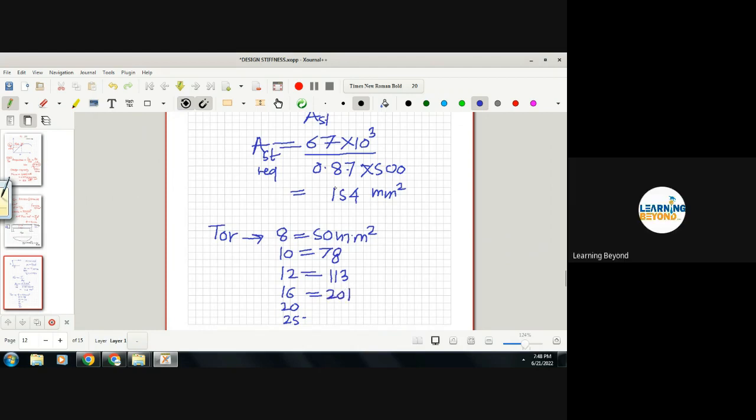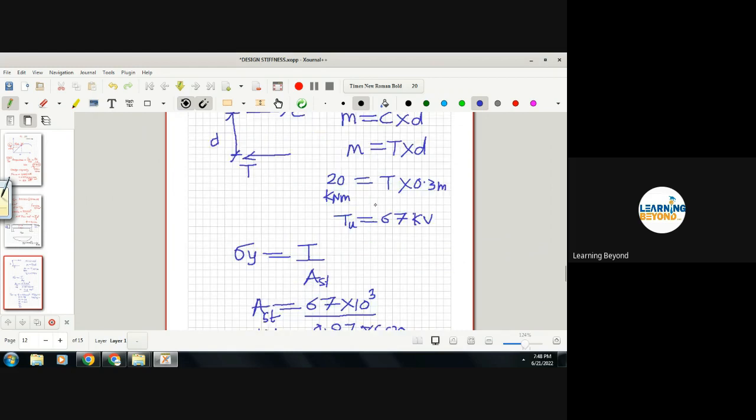Now your area required is 154. Which diameter will you use and how many bars? If you use 8 diameter, how many bars will you require? 154 divided by 50 gives 3 bars. If you use a 10 mm diameter bar, 154 divided by 78 gives 2 bars. So you can choose any diameter and then put the bars.